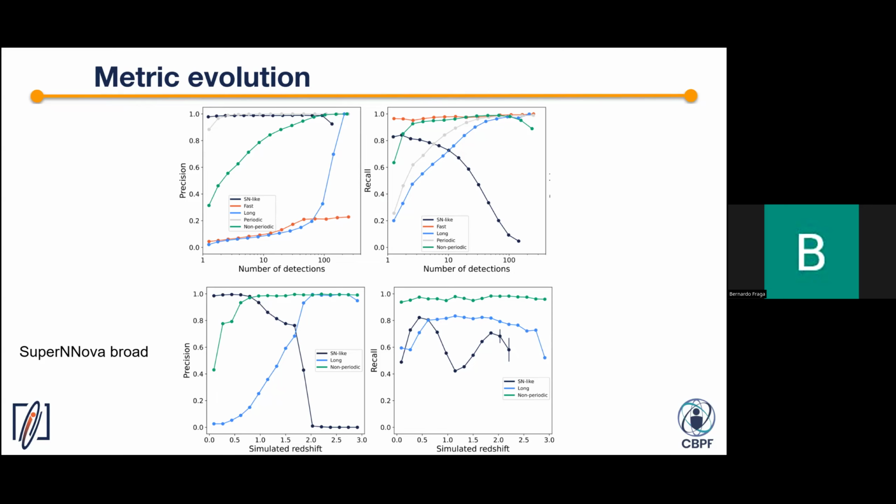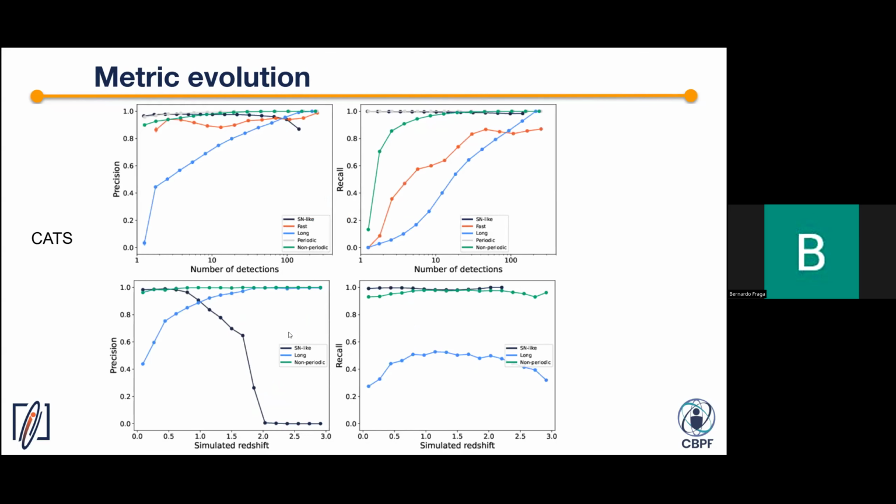And the same you see for the redshifts. This same confusion between the supernova-like and the long class you see here, since superluminous supernovae are more common at higher redshifts, you have a confusion here as you increase the redshift.